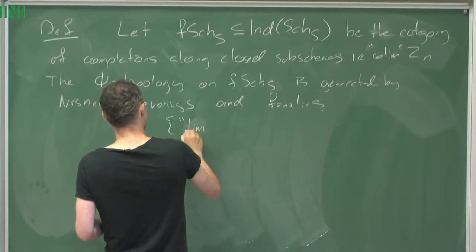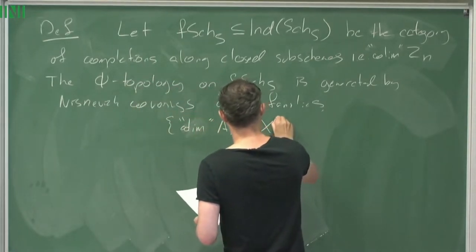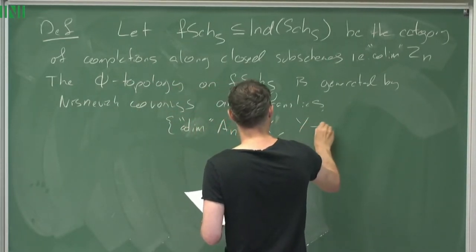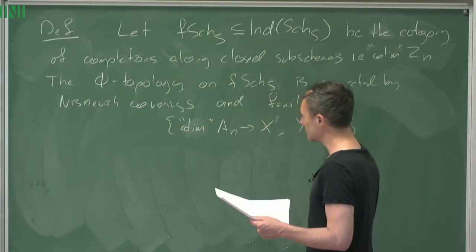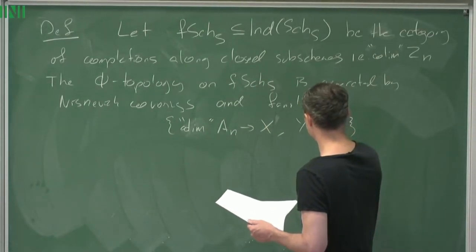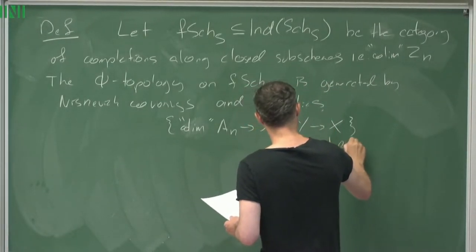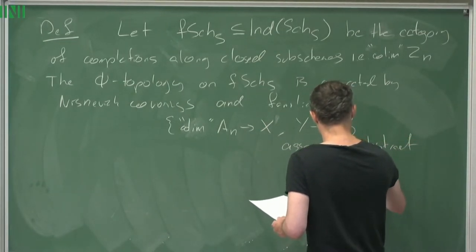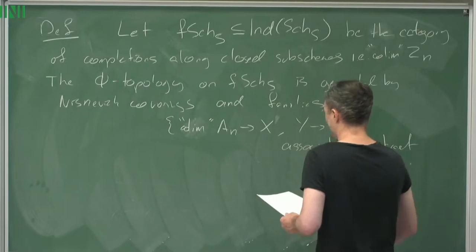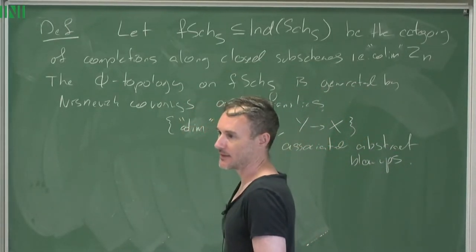So colim an goes to x and y, goes to x. Like this, associated to or coming from abstract roll-ups. Okay, so this is our second candidate.